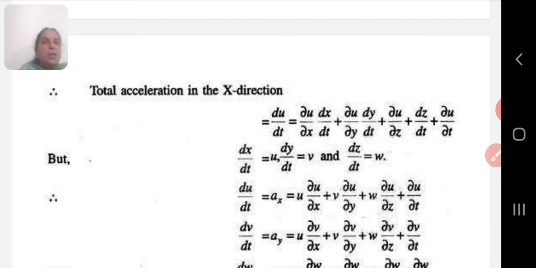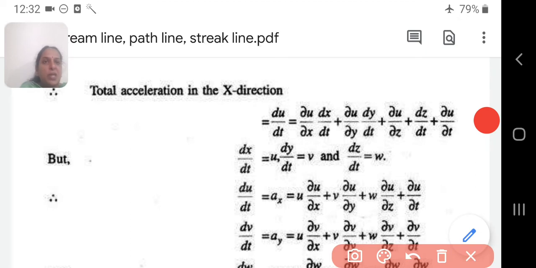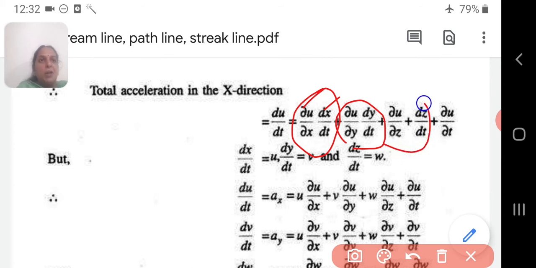Am I right? So here the change of velocity in the corresponding direction, say for the u component, will be ∂u/∂x with respect to direction, and once again the rate of change of position is ∂x/∂t with respect to time. So acceleration is the rate of change of velocity with respect to the direction: ∂u/∂x into dx/dt. Similarly, for the y direction, ∂u/∂y into dy/dt. Similarly, for the z direction, ∂u/∂z into dz/dt.